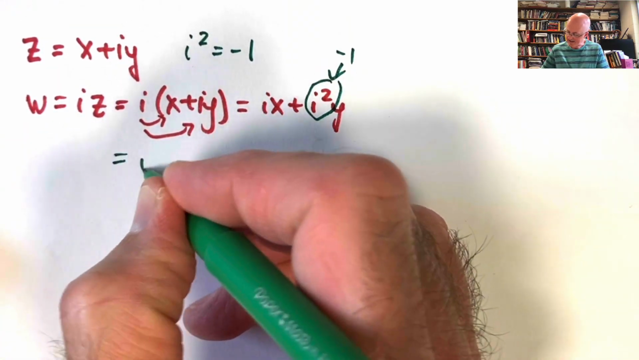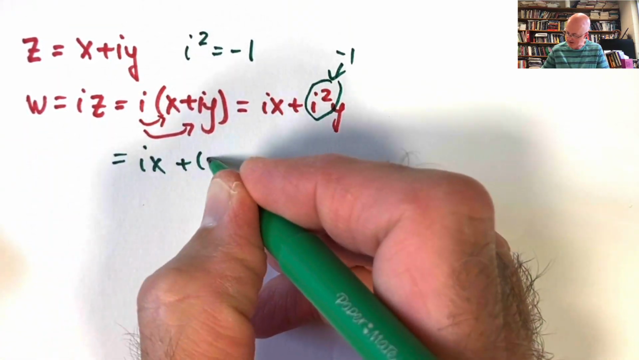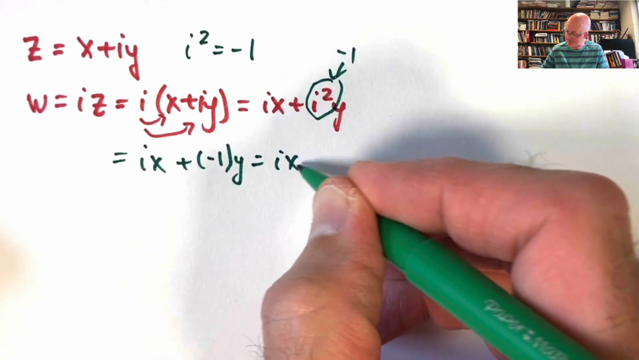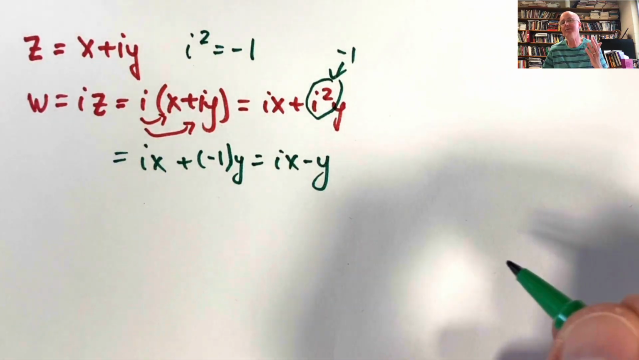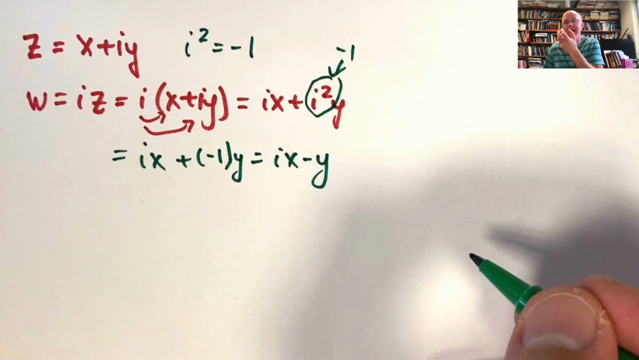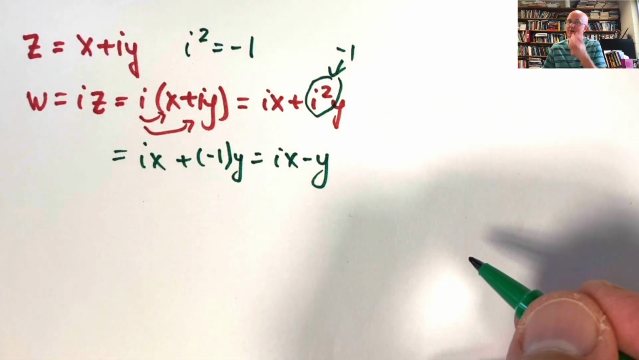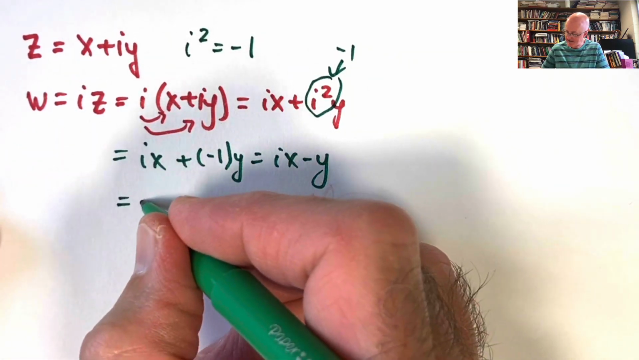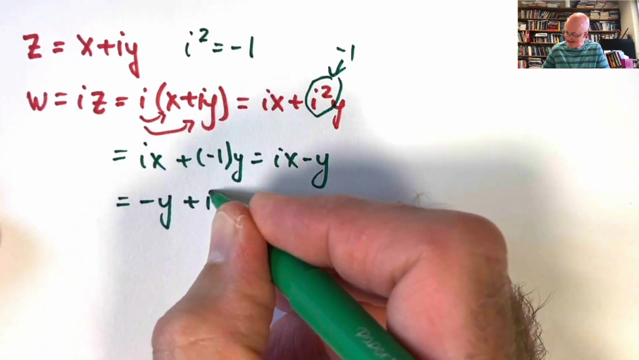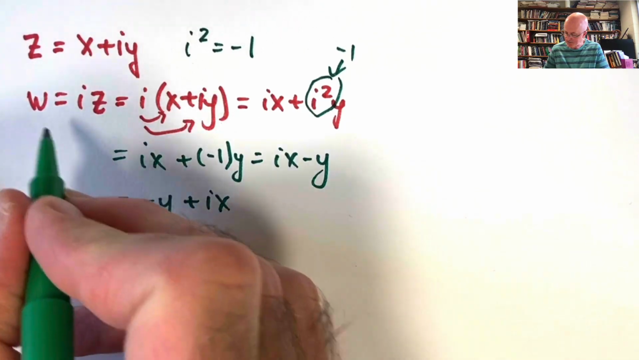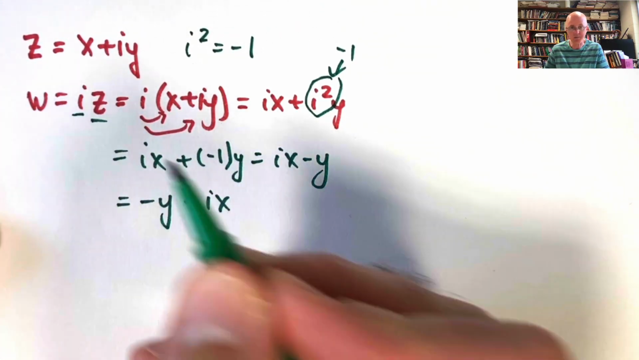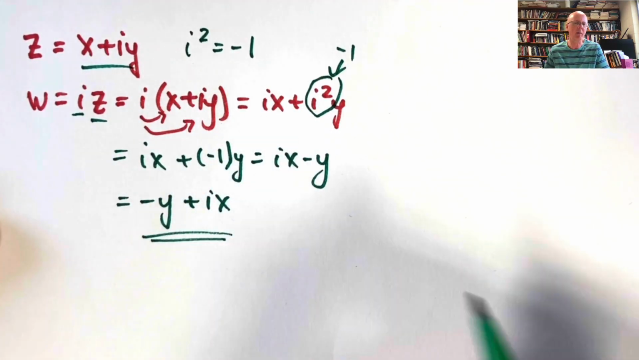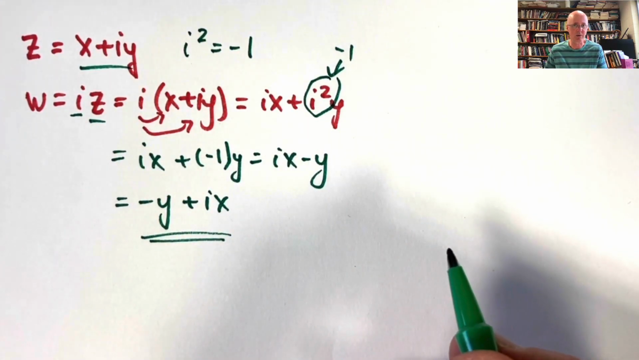We could then write this as i times x plus, well, -1 times y, which would be more natural to write as i times x minus y. And that is certainly fine. However, we usually want to have the real part first plus i times the imaginary part next. So we're going to rearrange and write this as -y plus i times x. Essentially, when multiplying i times an arbitrary complex number z equals x plus iy, this is what we think we want to do, and now we want to explore the consequences of this.